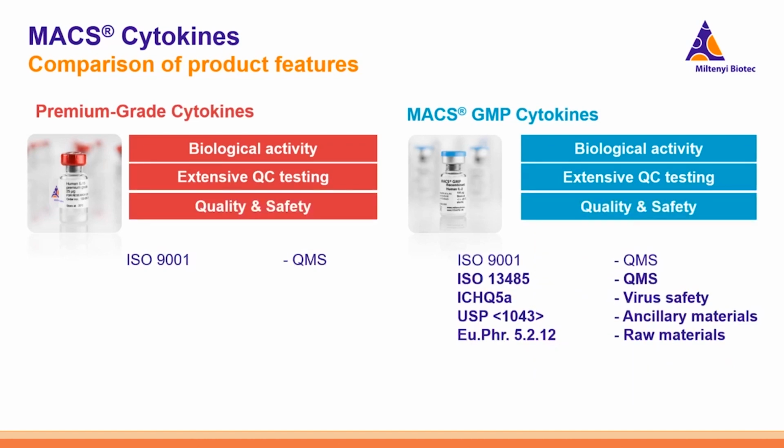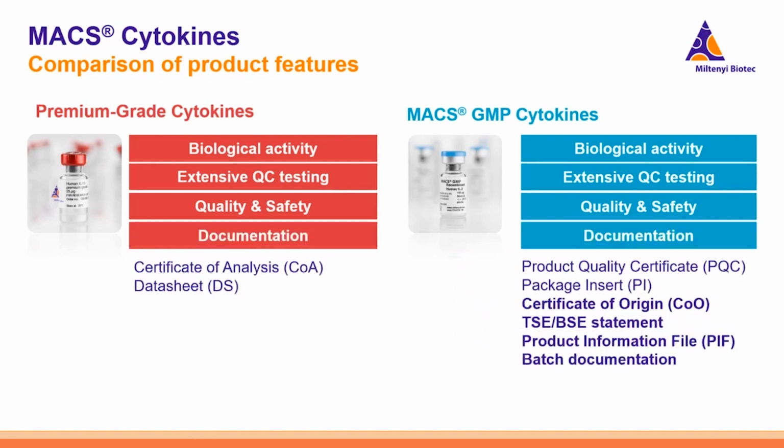Even more important than the QC testing are the regulations with which the cytokines are compliant. You can see the premium grade cytokines are developed under an ISO 9001 quality management system. And again, for the MACS GMP cytokines, the compliance is much more extensive, because the GMP cytokines are compliant not only with ISO 9001, but on top of that with ISO 13485, ICH Q5A for virus safety, and the chapters on ancillary materials and raw materials in the two pharmacopoeias. And also the documentation is much more extensive.